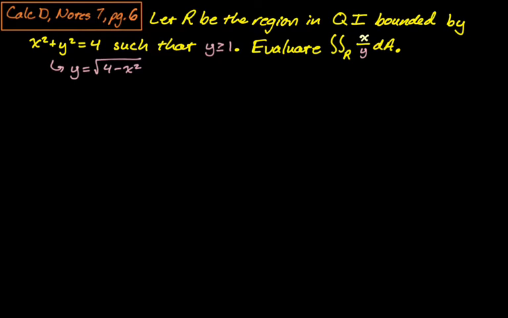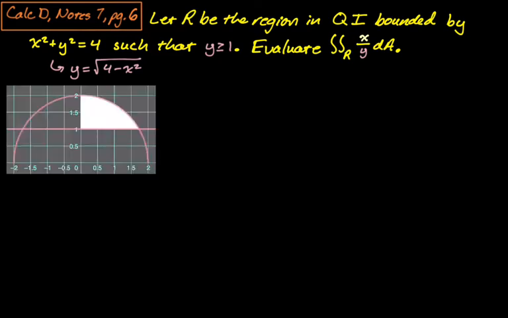It's the top half of the circle because, let's look at it. This is our region. We have to be in the first quadrant. We have to be in the circle that has a radius of 2. And we need y to be bigger than 1. So it's got to be that shaded region there. So I decided to solve for y. This looks to me really like a polar region.